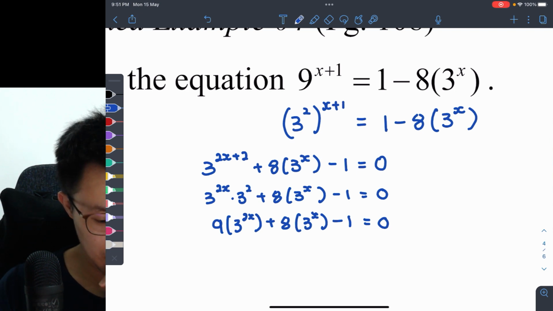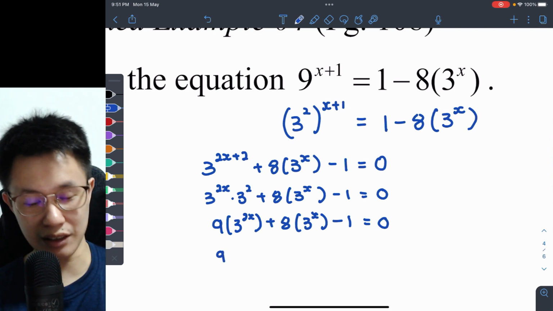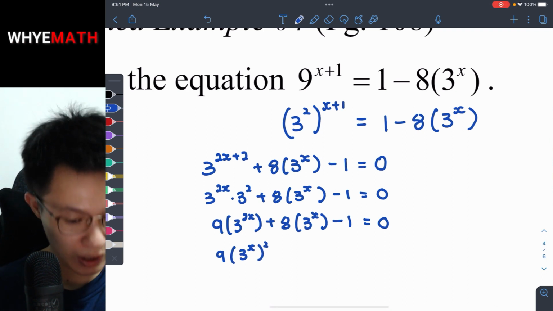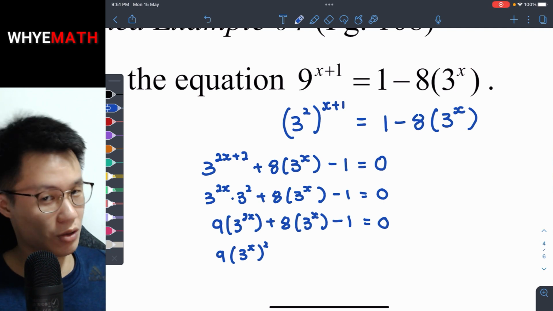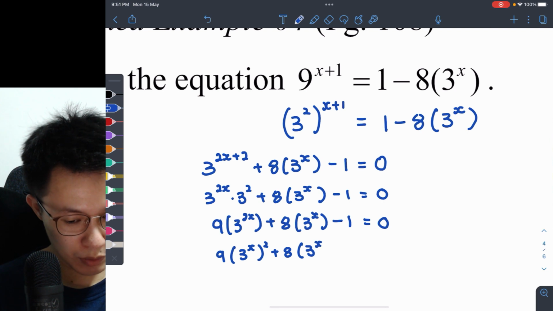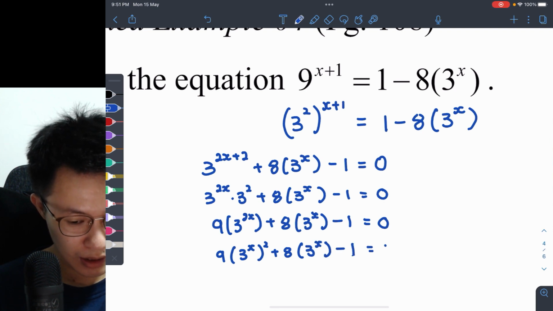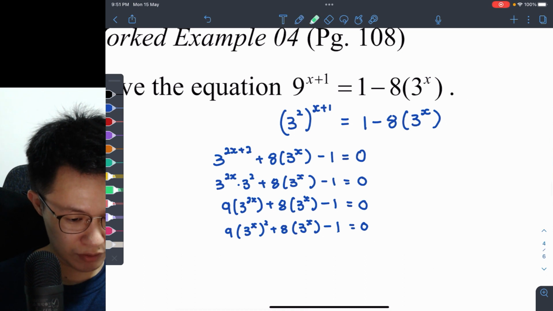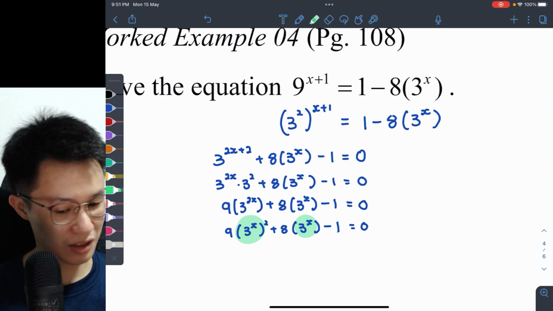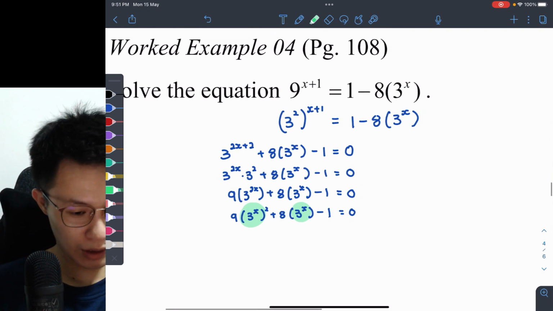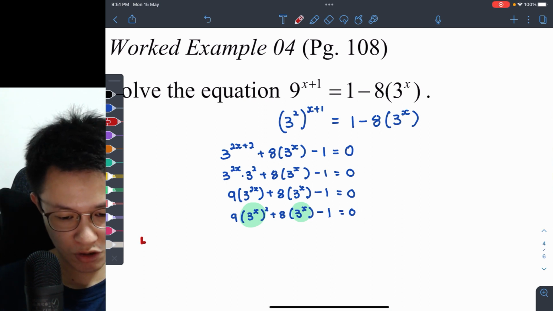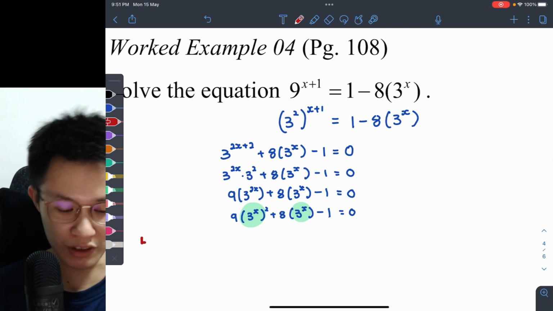Then from here, I'm going to rewrite this, and I hope you see the magic here. I'm going to write it as 3 to the power of x squared, because 3 to the power of 2x is simply 3 to the power of x squared. Now, if you can see something very unique here, do you see a quadratic equation? If you don't, I'm going to make a substitution. Can you see that this 3 to the power of x is the same thing between both of these terms?